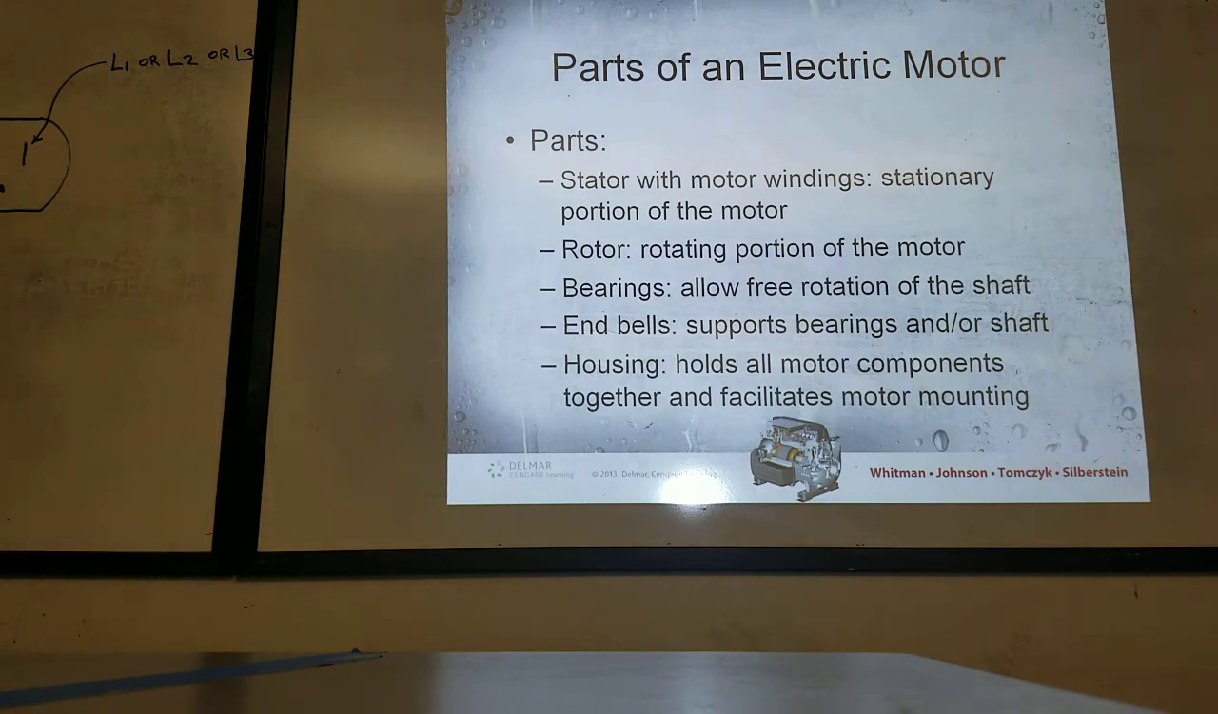Parts of an electric motor. Stator with motor windings, the stationary portion of the motor. Rotor, the rotating portion of the motor. Bearings allow free rotation of the shaft. End bells support the bearings and/or shaft. Housing holds all motor components together and facilitates motor mounting.